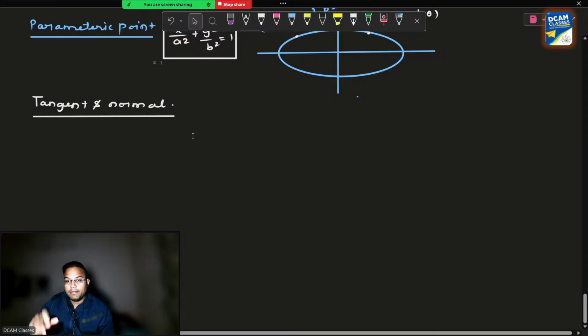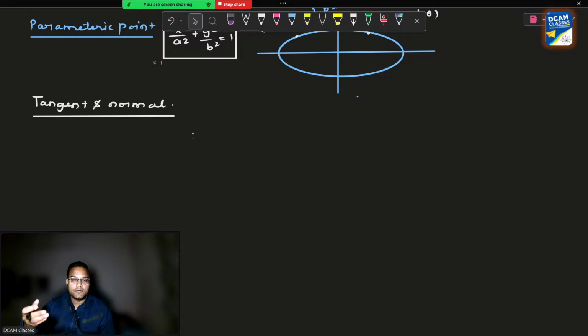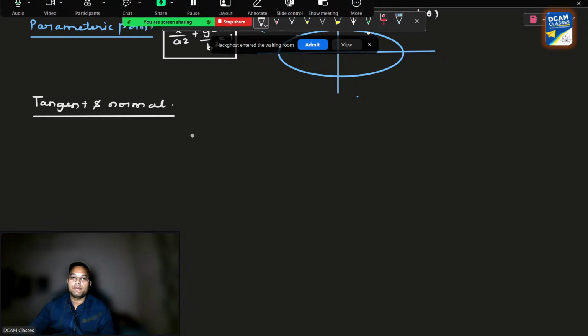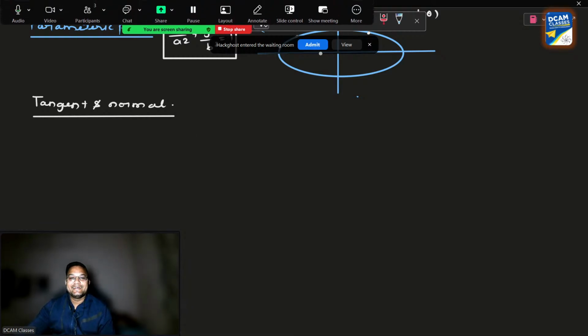Now brush up your concept because I told you to remember. One image I have also sent you. One image that compares the equations of tangent, chord and everything for ellipse, parabola and hyperbola. It's for you to remember.